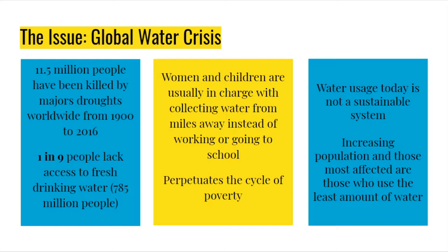In many developing and third world countries, women and children are usually in charge of collecting water from miles away instead of going to work or attending school. This further perpetuates the cycle of poverty. Water usage today is not a sustainable system, and with the increasing population, those who are most affected are those who use the least amounts of water, as can be seen in the following graph.